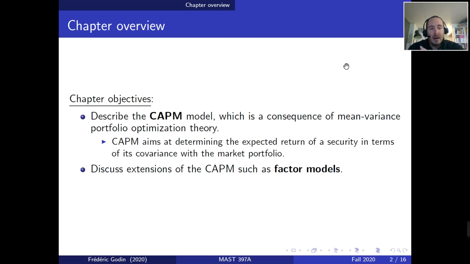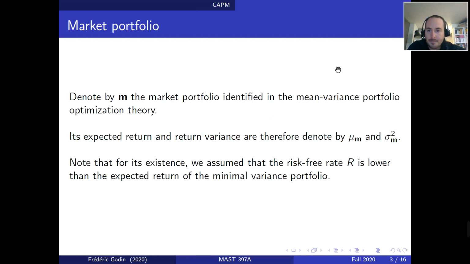And then by the end of the chapter, we're going to briefly discuss some shortfalls of the CAPM model and propose extensions to the model through what we call factor models. So we're going to study CAPM models and then extend it to factor models.